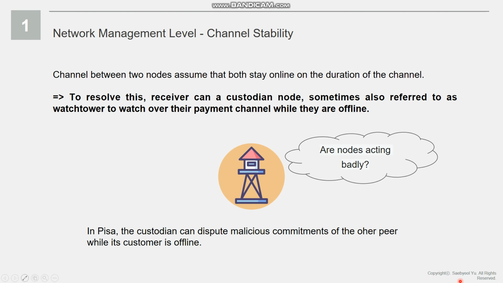Additionally, I didn't put a slide about privacy and anonymity, but simply speaking, there are mechanisms in Speedy Murmurs which generate anonymous addresses and onion routing schemes in Lightning networks.